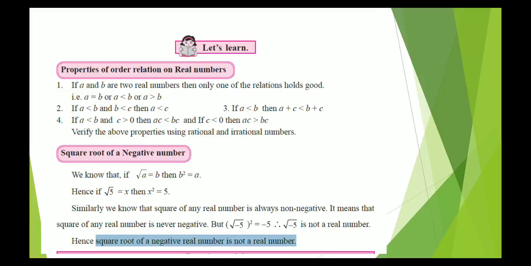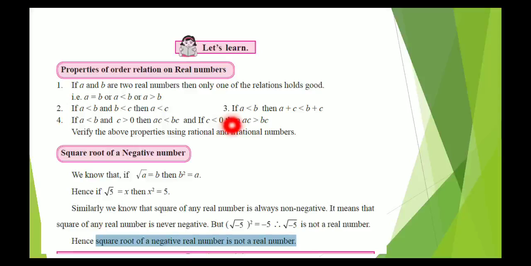Next, we will learn properties of order relation on real numbers. Firstly, if A and B are two real numbers, then only one of the relations holds good. That is, A equal to B, or A is less than B, or A is greater than B. Secondly, if A is less than B and B is less than C, then A is less than C.